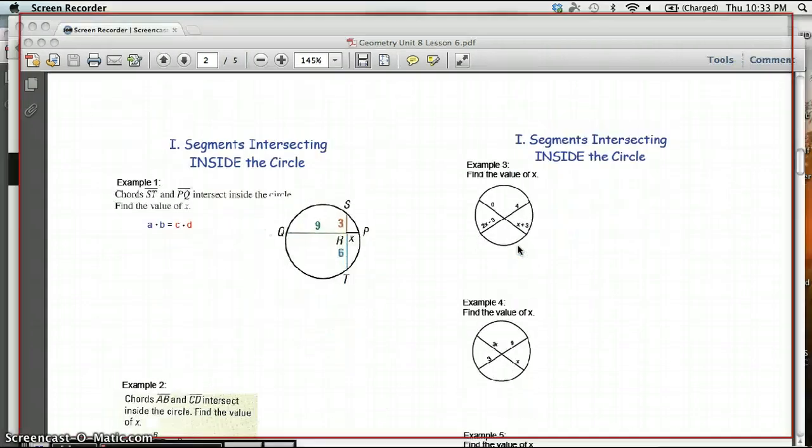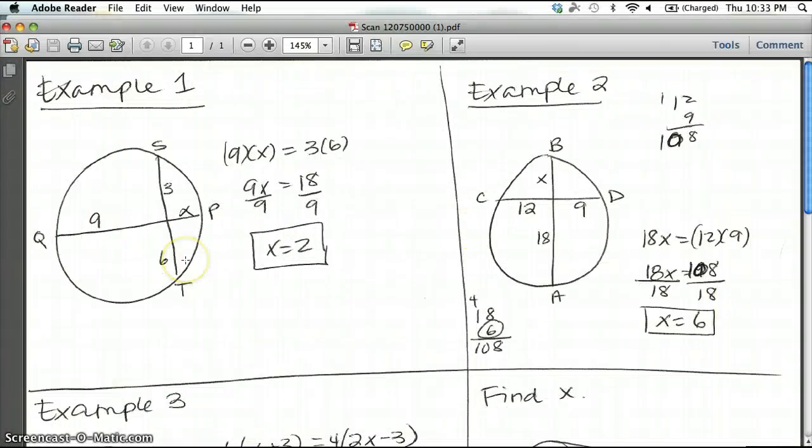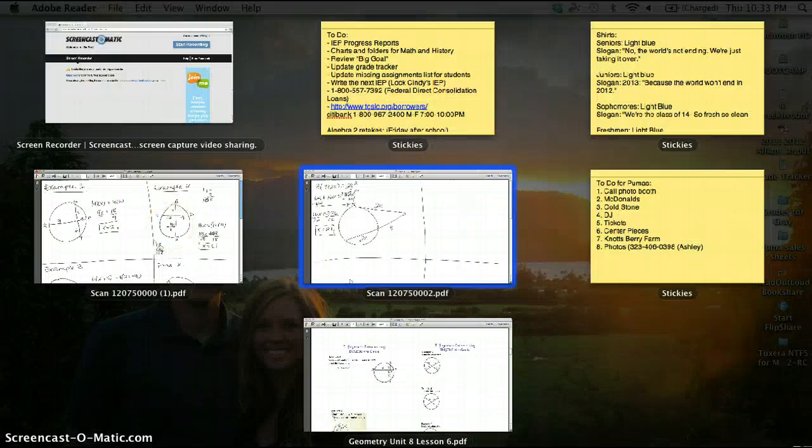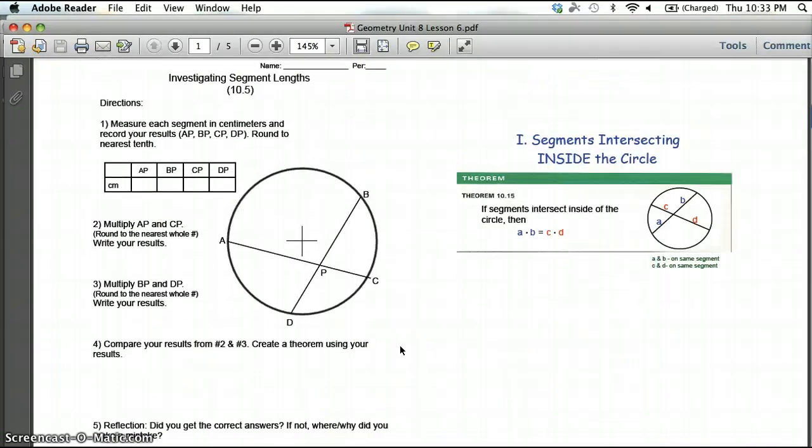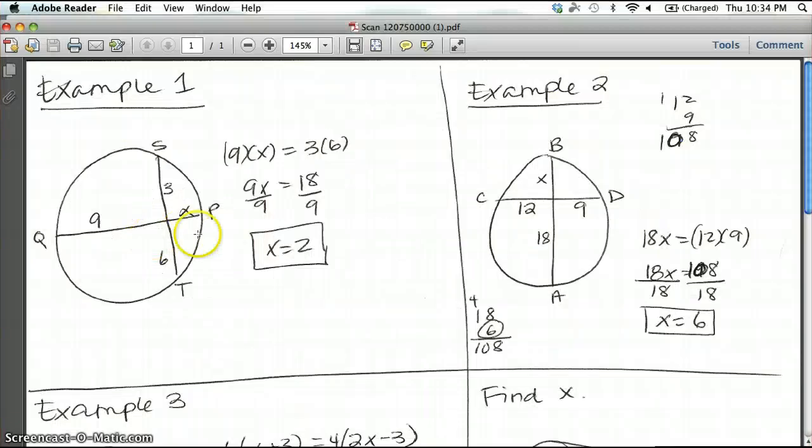So let's look at some examples. Our first example, here's our circle, and ST has length 3 and 6. And then segment QP has length 9 and X. Let's go back and look at our theorem. Our theorem says that if two segments intersect inside the circle, then you multiply A times B equals C times D. So that means we're going to multiply 3 times 6 equals 9 times X. So that's how I set it up.